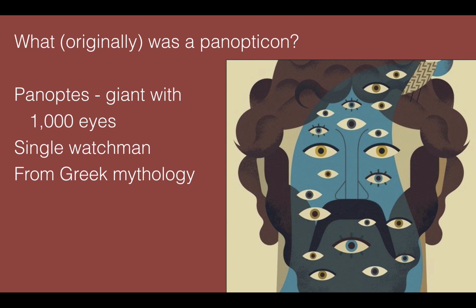Before that, there were roots of the word panopticon. It's from Panoptes, from Greek mythology. It was a giant with 1,000 eyes, and it was a single watchman who would be able to sleep, but because he has so many eyes, he could have other eyes open. So it was sort of to feed this myth of the ever-watching watchman.